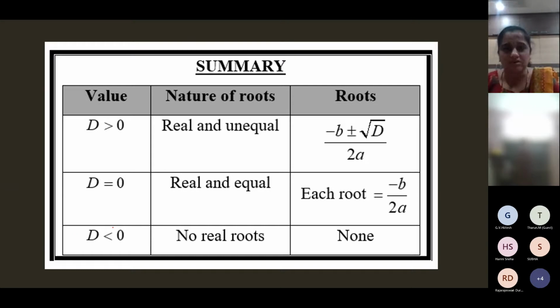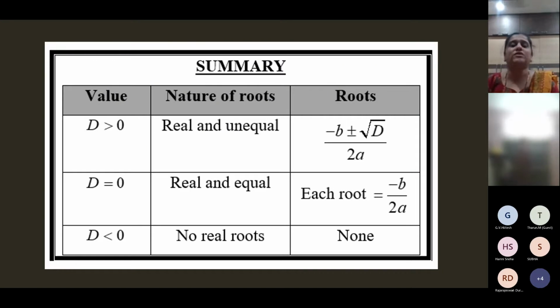Real roots means what? Real roots exist. Roots are there and the roots are real. So here also the roots are real, and here. So real roots means both these cases. So the combined condition is D greater than or equal to 0 for real roots. Supposing they tell you that the roots are unequal. Unequal means only this one. That means D is greater than 0. It need not be given that the roots are real and unequal. Simply unequal also means real and unequal. Equal means real and equal.